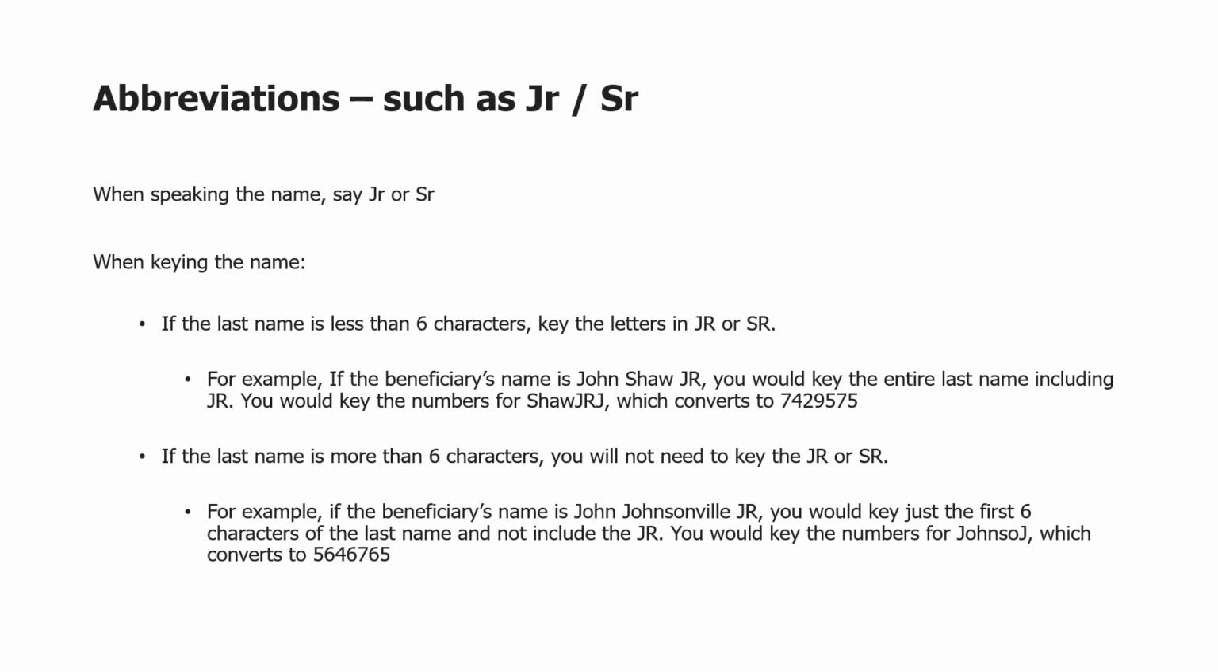When speaking the name with junior or senior, you can sound it out, but when entering it, if the last name is less than 6 characters, key the letters in junior or senior. For example, if the beneficiary name is John Shaw Jr., you would key the entire last name, including Jr. You would key the numbers for John Shaw Jr, J, which converts to 7429575. If the last name is more than 6 characters, you will not need to key the junior or senior.